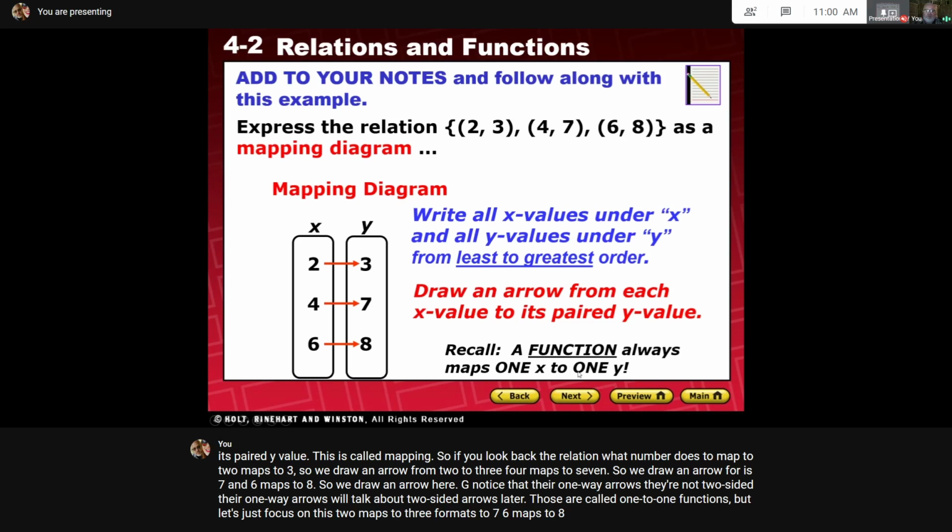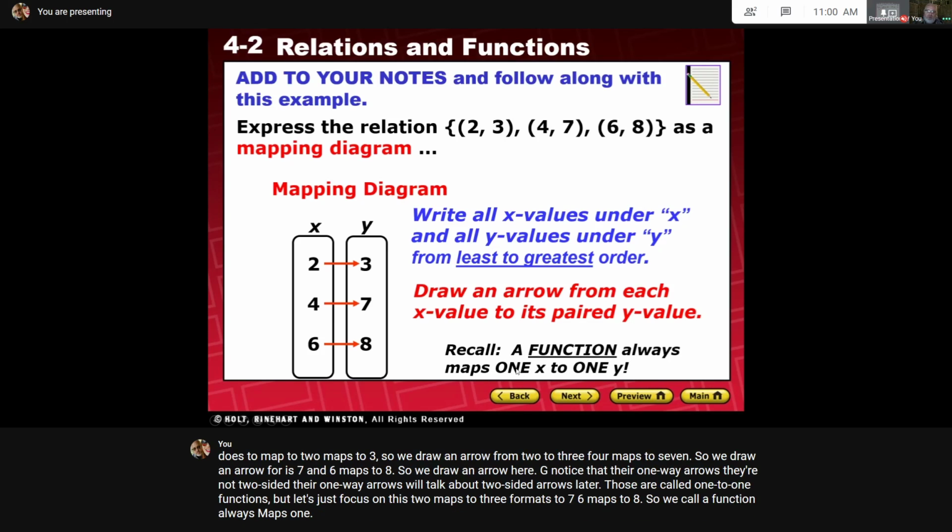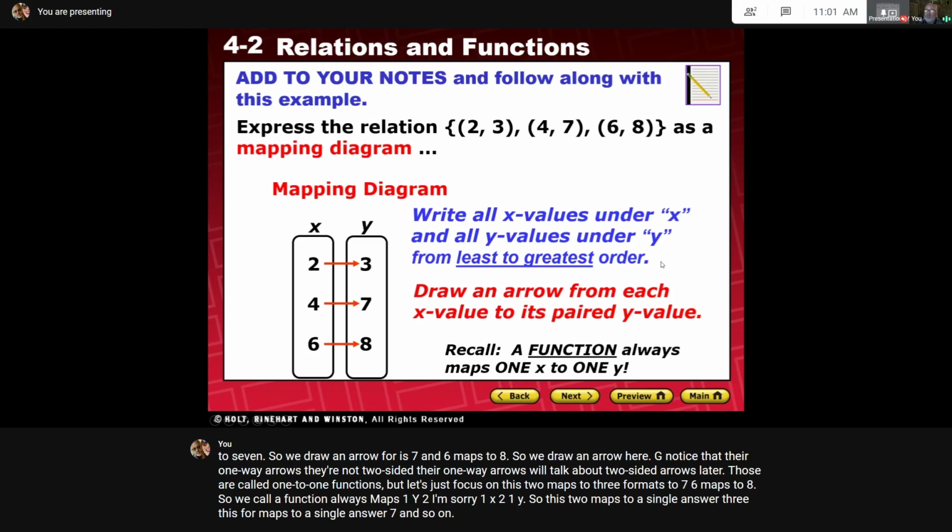So recall, a function always maps one x to one y. So this 2 maps to a single answer 3. This 4 maps to a single answer 7, and so on. This is a mapping diagram.